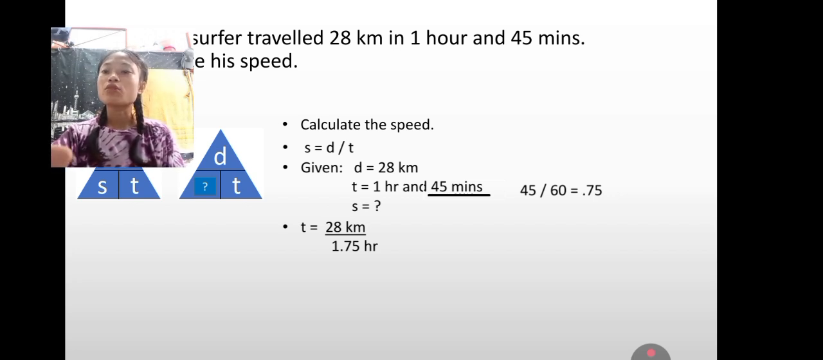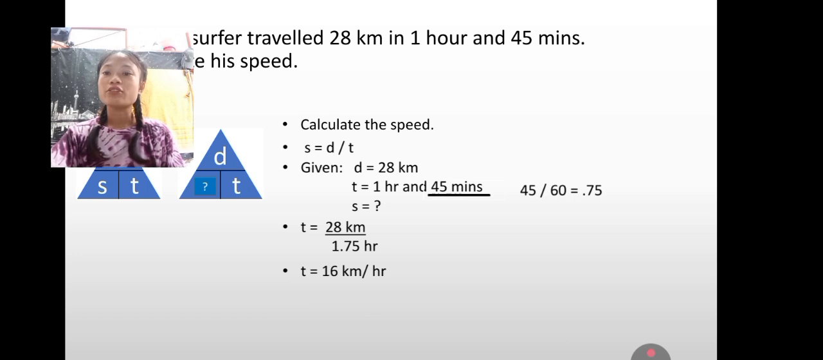Kaya ato naman ning gi-convert ang minutes. Nahimo na siya 1.75 hours, kay ato mang gi-divide ang 45 sa 60. So, the answer is 0.75. Ato ra nang isumpay ang 1 hour and 0.75. So, the answer is 1.75 hours.